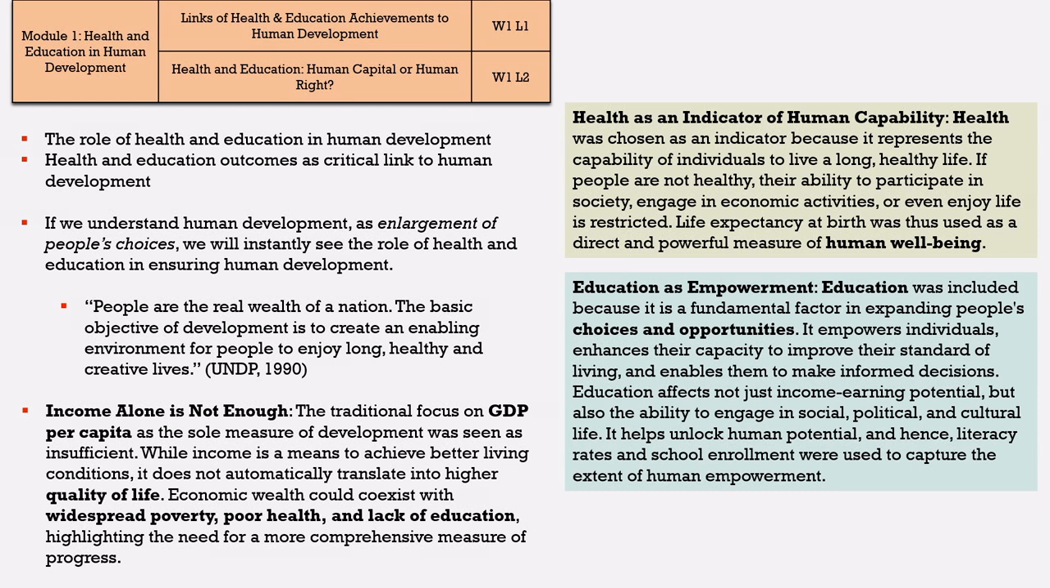Health was chosen as an indicator because it represents the capability of individuals to live a long, healthy life. If people are not healthy, their ability to participate in society, to engage in economic activities, or even enjoy life is restricted. And in terms of an outcome indicator, life expectancy at birth was used as a direct and powerful measure of human well-being.